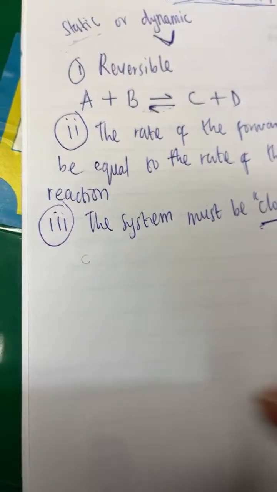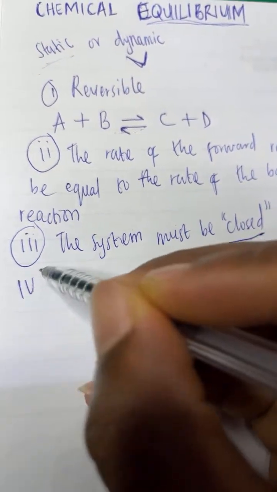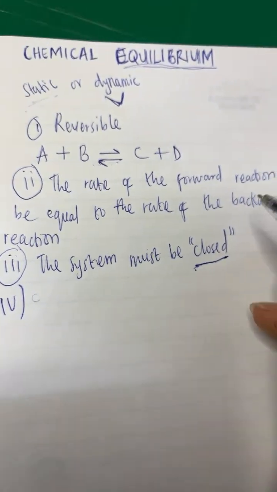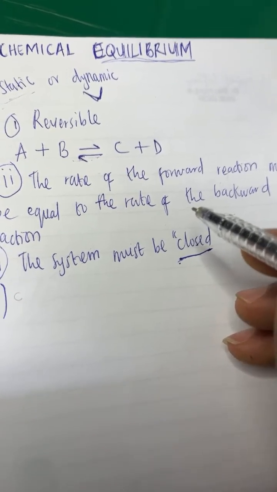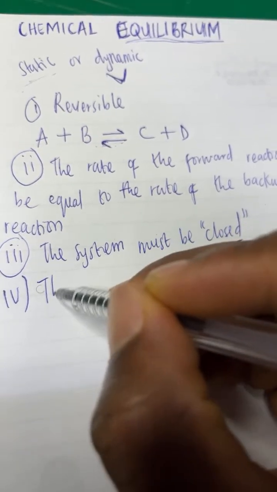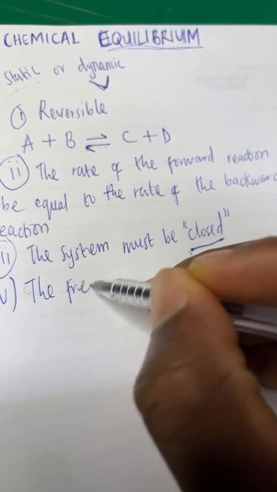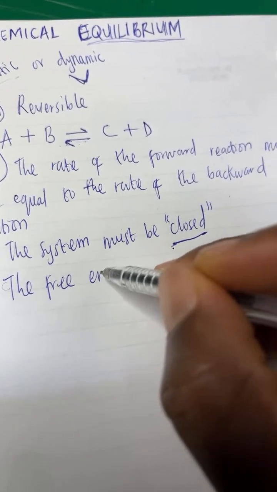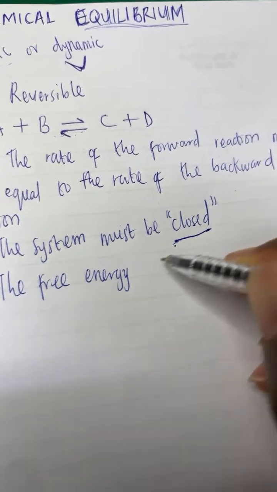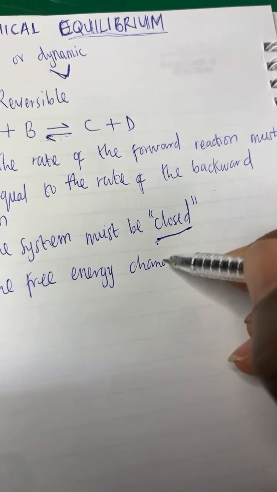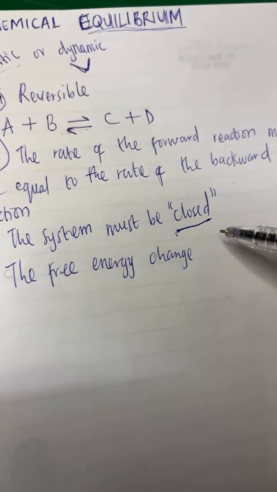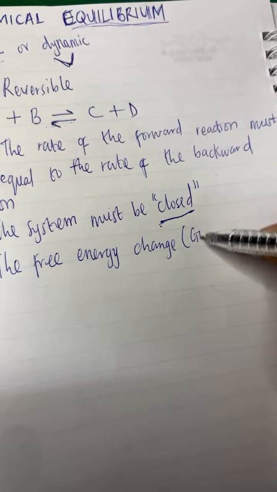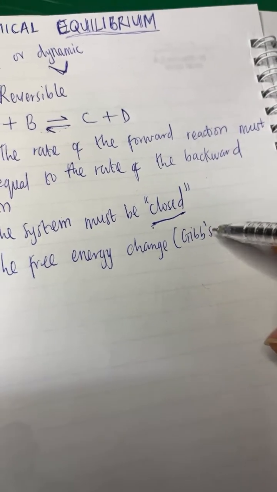Okay. So another condition for a system to be at equilibrium is that the free energy change, or we call it the Gibbs free energy change, which is delta G. Do you people know energetics?